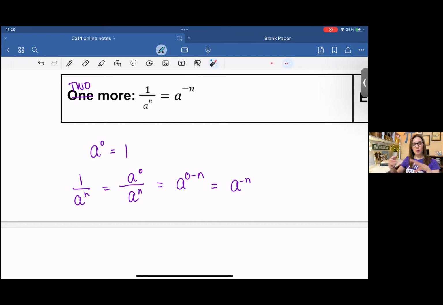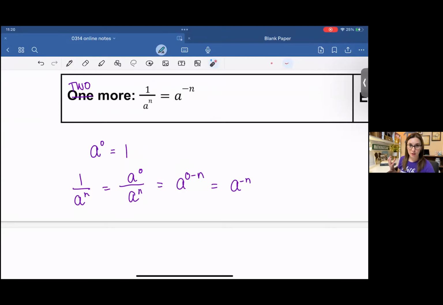And then I can use my properties, subtract those, and that is where that negative exponent comes from. I don't want you to have to memorize things in mathematics. If you know where they come from, then you can see that process in your mind and you're not memorizing this. You know where it comes from because 1 is a to the 0 or whatever to the 0. And then we can use our properties to subtract, and that's that negative exponent.